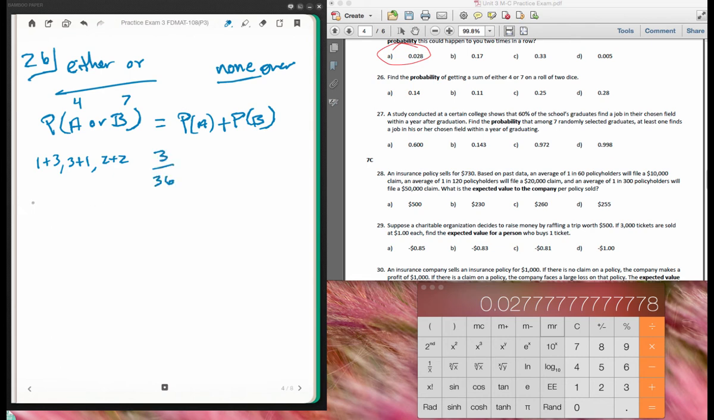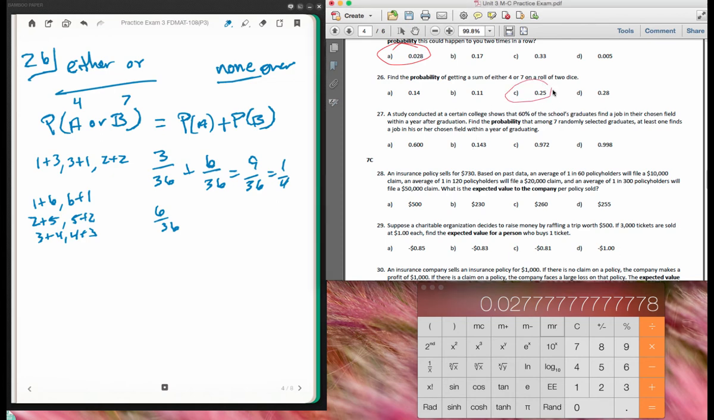Now I have to think about all my 7s. 1 plus 6, and 6 plus 1, 2 plus 5, and 5 plus 2, 3 plus 4, and 4 plus 3 are my options. So I have 6 options here. So 6 over 36. And I'm going to add those two together to get 9 over 36, which when I reduce that becomes 1/4, or 0.25, and so C is the correct answer.